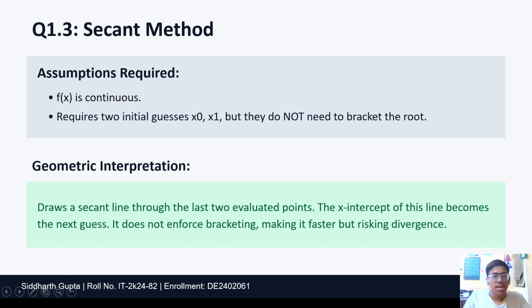Now we will come to the secant method. For the secant method, same assumptions: f(x) must be continuous, and we will take two guesses, that is x0 and x1, but they do not need to bracket the root.